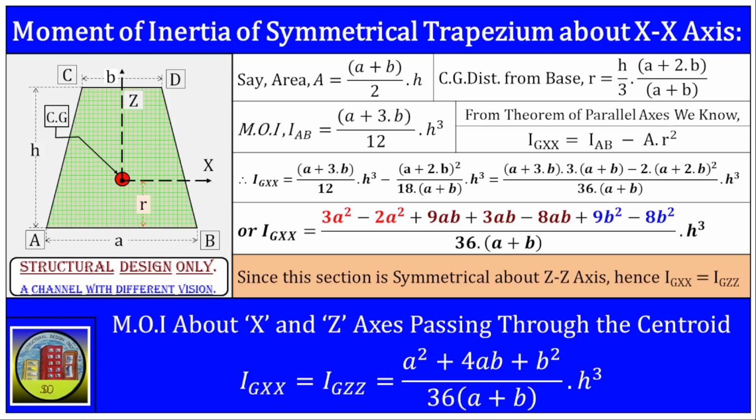Since the section is symmetrical about the ZZ axis, IGXX is equal to IGZZ. Finally, we have moment of inertia about X and Z axes passing through the centroid. IGXX equals to IGZZ equals to (a square plus 4ab plus b square) into h cubed by 36 into (a plus b). In the upcoming slides, we will utilize these formulas to determine the moment of inertia of a compound trapezoidal section.